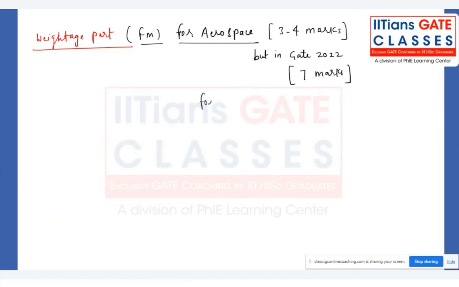For mechanical, it is basically varying from 6 to 9 marks, right? So this is regarding the weightage part. Now I will not take much time and let me discuss the sources for practicing the questions.